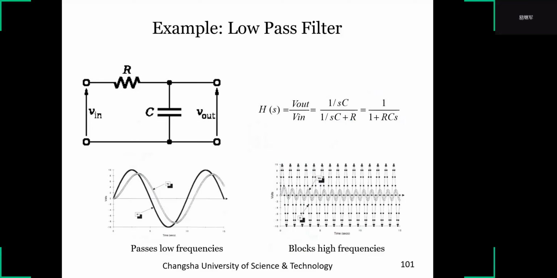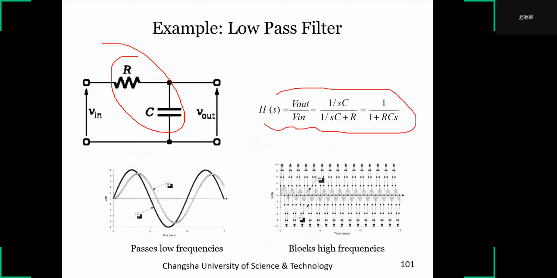This is an RC network, an RC circuit. This is the transfer function for this RC circuit. This circuit can let the low frequency signal pass, but block the high frequency signal.